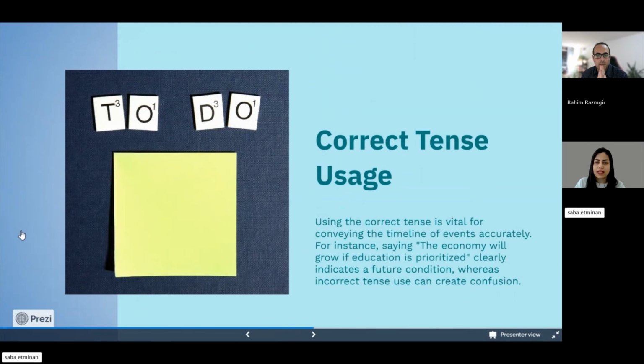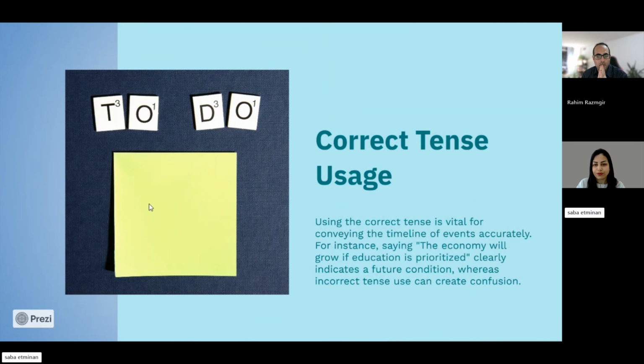Okay, and the tense usage. Using the correct tense is vital for conveying the timeline of events accurately. For instance, saying the economy will grow if education is prioritized clearly indicates a future condition, whereas incorrect tense use can create confusion, especially in the second conditional, you know, but if you mean something in present or future form.